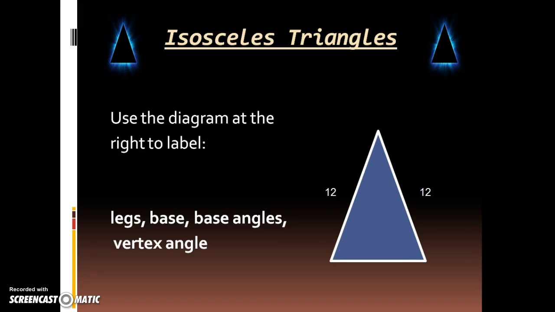Now your job is to go in the notes and label the diagram at the right. What I've helped you with is I've given you two measures. This side measures 12 and this side measures 12. From there, you should be able to label the legs, base angles, and vertex angle. Also, don't forget to tick mark any congruent angles or sides in your diagram. Go ahead and do that now. Pause this tape, and when you're done, go ahead and begin again.